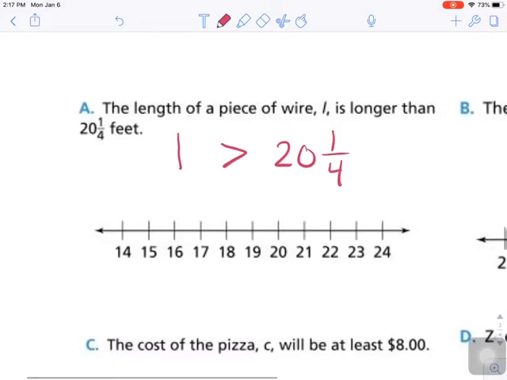So let's think about some points that we could put. If it's longer than 20 1/4, we could say it could be 21, could be 22 1/2, could be 24, and it could be 23. I think we need 5 points, so then it could also be, let's just say 22.